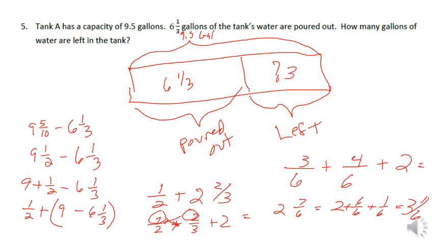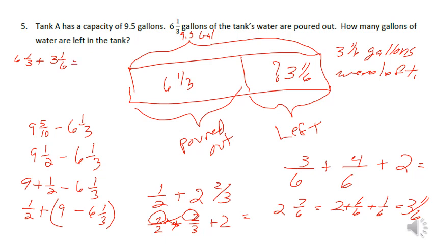So I know there'll be 3 and 1/6 left. 3 and 1/6 gallons were left. Now let's go ahead and check it, because I know if I take 6 and 1/3 plus 3 and 1/6, that should equal 9.5 gallons.